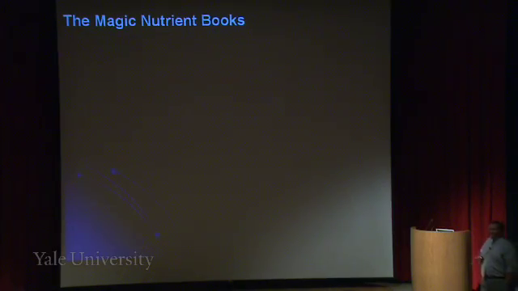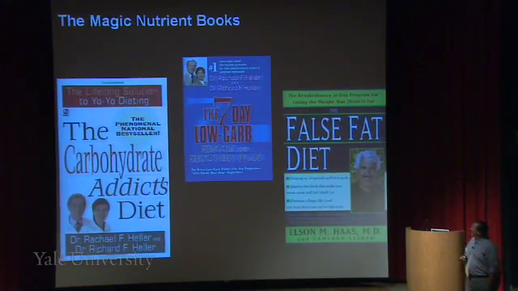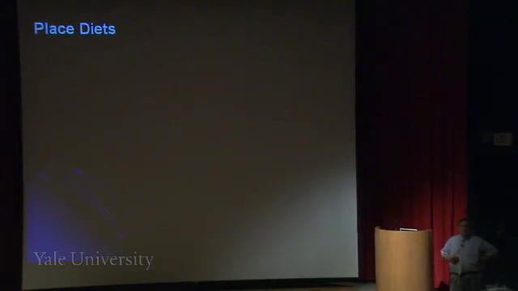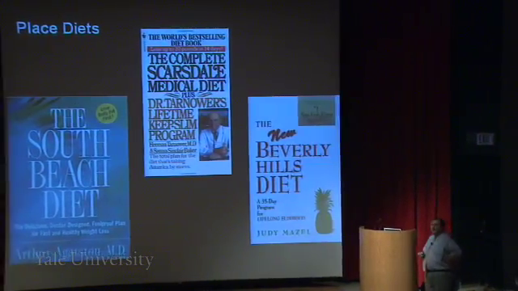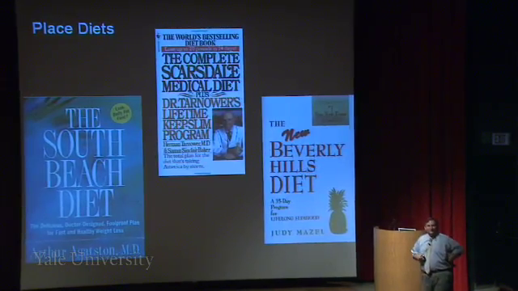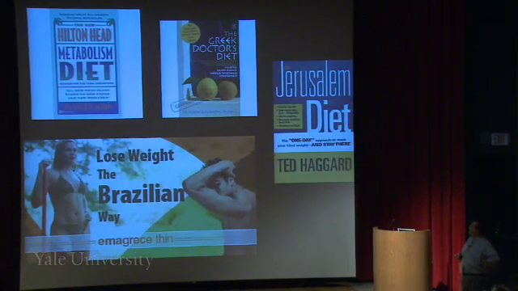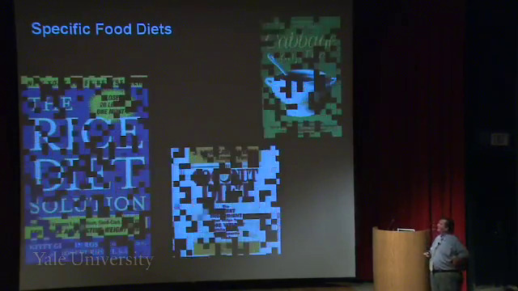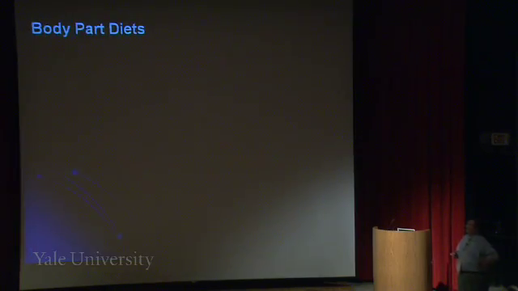So I'd just like to show you a few of these. They're the magic nutrient books. Carbohydrates, fat, whatever it happens to be. That's one theme you could follow. You could also write a diet book regarding a place. So there's the South Beach, there's Scarsdale, there's Beverly Hills. There are a lot of places you could write a diet book about, but there are many more possibilities. Brazilian, Jerusalem, Greek, the Hilton Head diet, they're from all over the place. So you could make up your own one on that. There are the specific food diets. So there's rice, coconut, cabbage soup diet. So you could use that kind of theme.